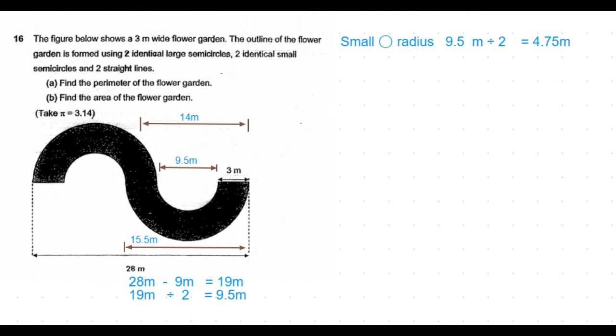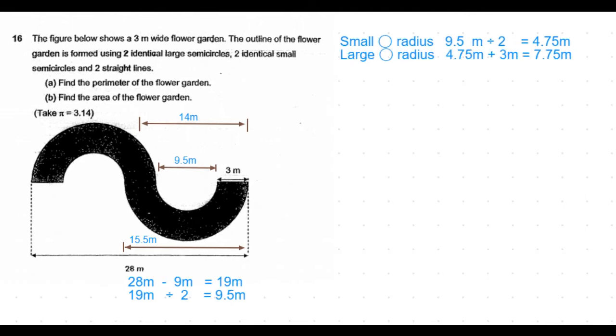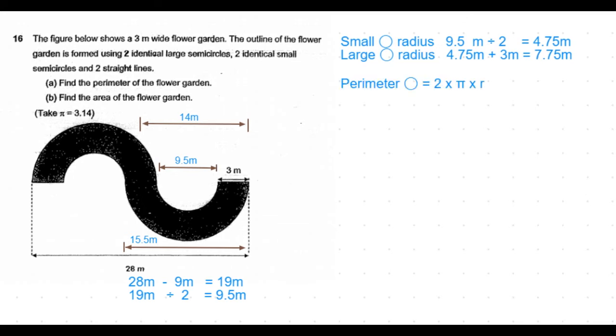Now let's look at the larger semicircle. It is wider than the smaller semicircle by 3 meters on either sides, which means its radius is 3 meters more than that of the smaller semicircle. So the larger semicircle radius is 4.75 meters plus 3 meters, which is 7.75 meters. Now the perimeter of a circle is 2 pi r. Here we have two semicircles which put together will form one full circle. So we need to find the circumference of one small circle and one large circle.